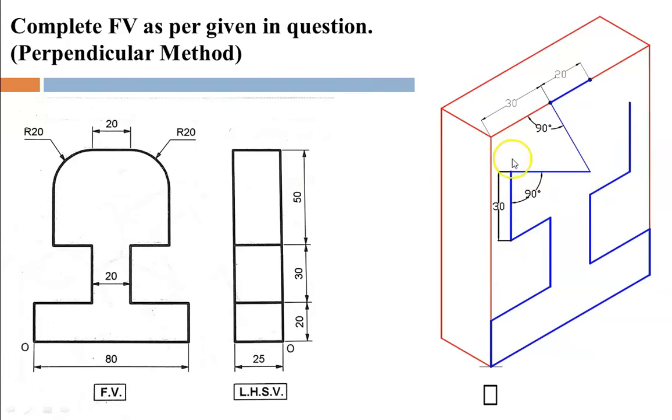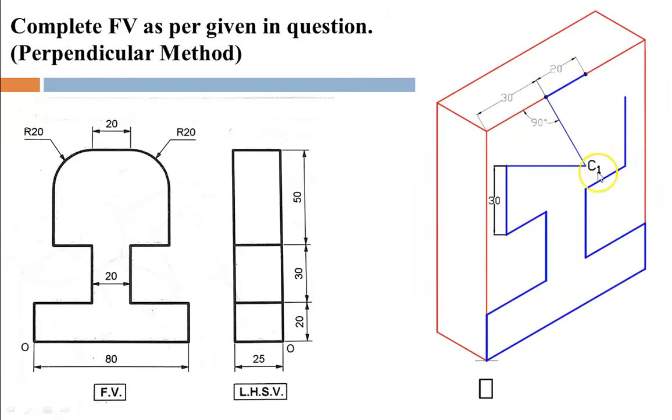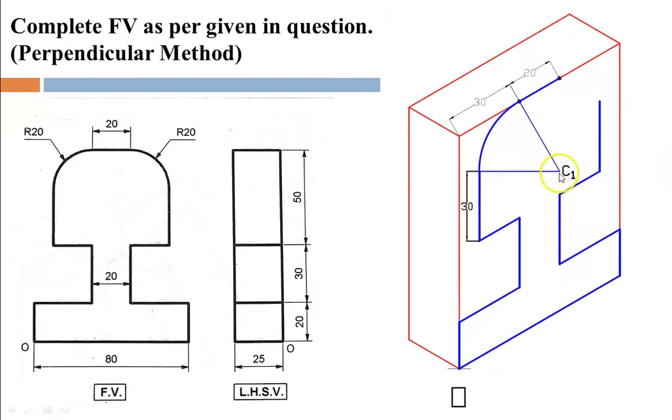So the protractor should be set over here in such a way that the zero line is in line with this one. And then draw a 90 degree line. You will get an intersection. Name this intersection as C1. Now using C1 as the center and the distance up to this point or this point, draw an arc till it reaches the next end point of the curve. So in this way you can draw a curve.